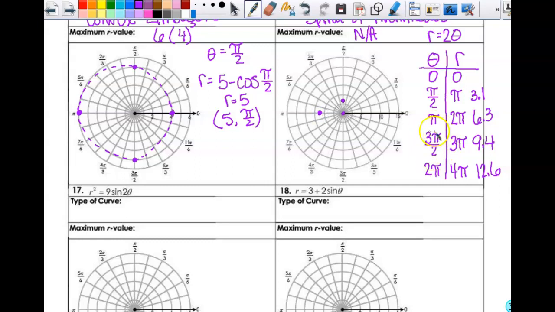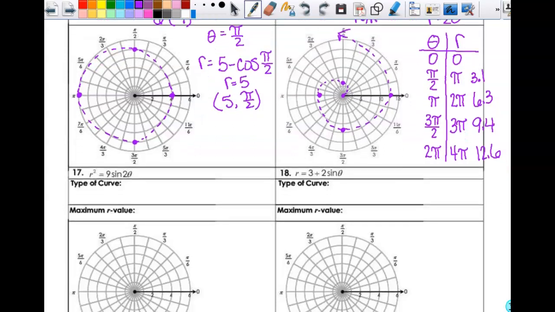Then when my angle is 3 pi halves, my radius is about 9.4, which would be right about there. When my angle is 2 pi, my radius is about 12.6, which would be right about there. Okay. So then my spiral is going to look kind of like this. And there's your spiral. But always a whole lot better than whatever I draw.